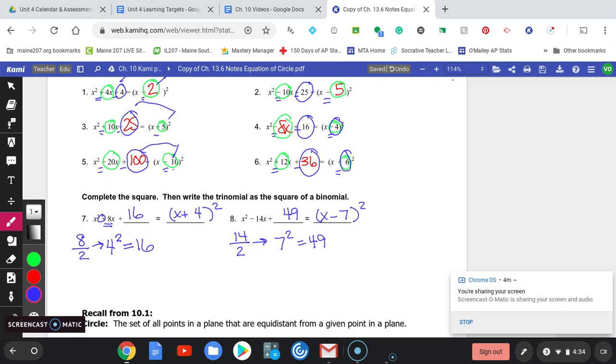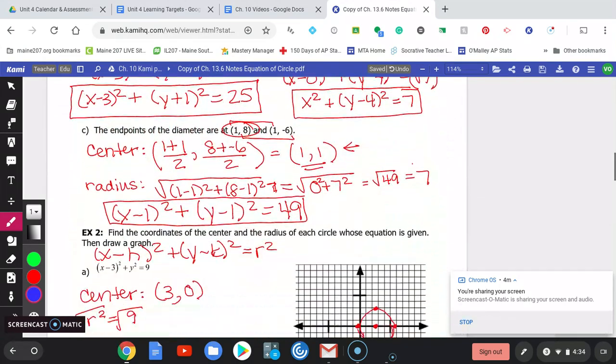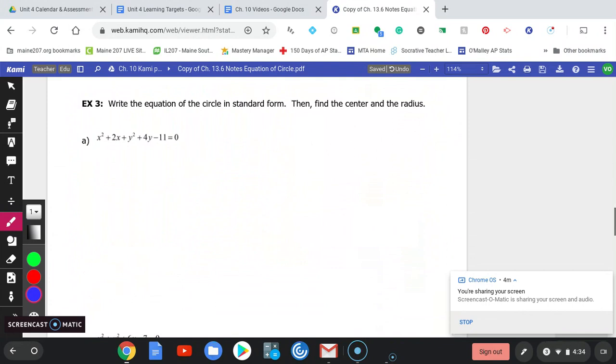Now we're going to go to the last page of the notes, and we're given the equation of a circle in general form, and we want to find the center and radius. To do this problem, I'm going to start by rewriting it and giving myself some room so that I can use the completing the square process. So I have x squared plus 2x, and then I know I'm going to complete the square, so I'm going to put a line.